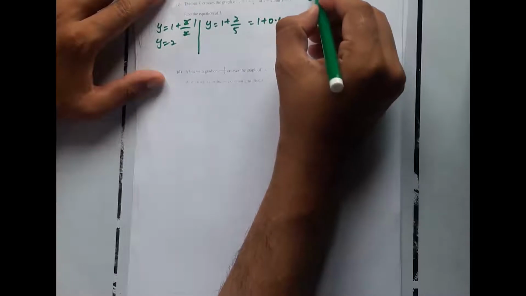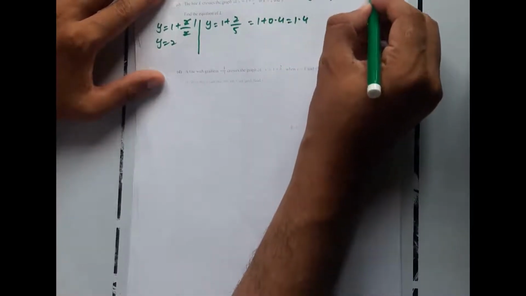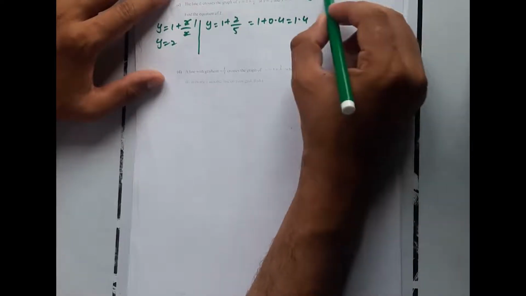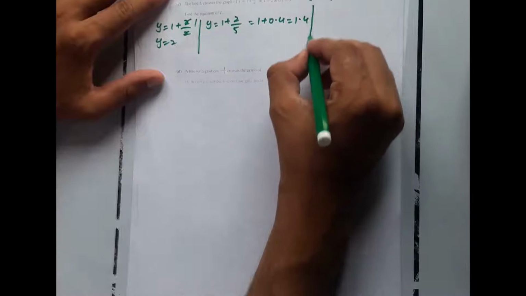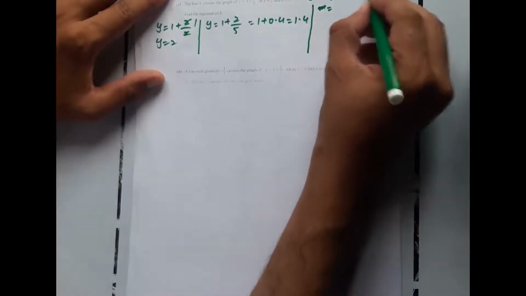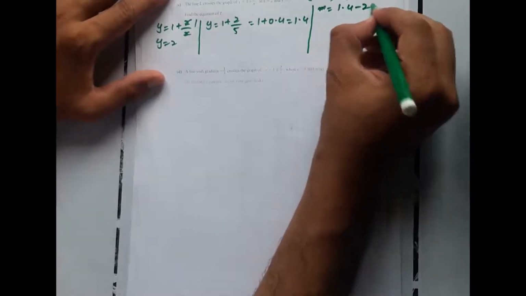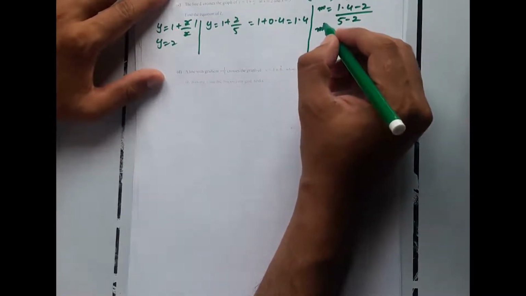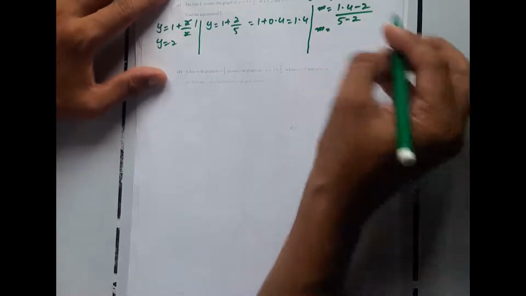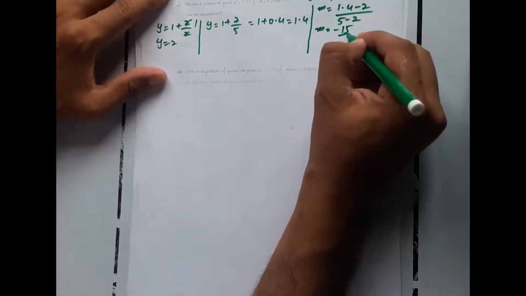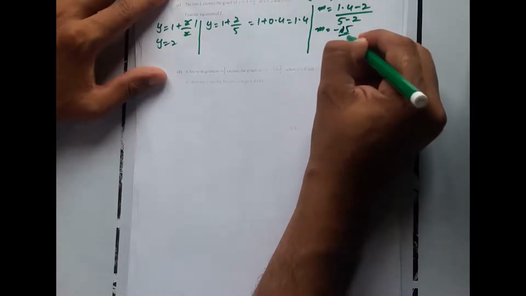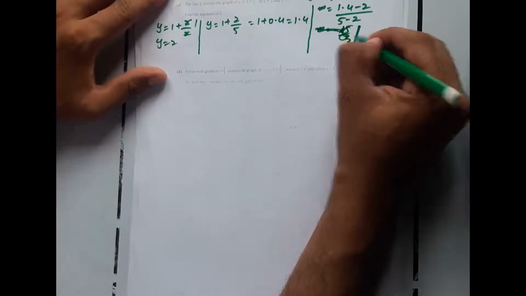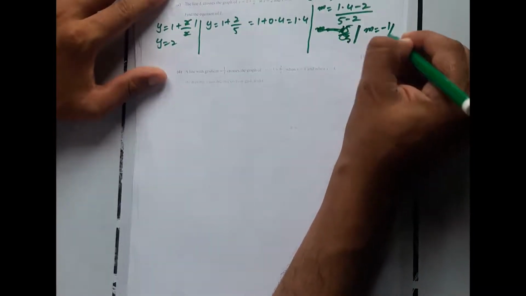So this is x1, y1, x2, y2. So first we will find the gradient. m is equal to y2 minus y1 over x2 minus x1, which is 1.4 minus 2 over 5 minus 2. So m will be minus 1 over 5. Sorry, excuse me for that, m is equal to minus 1 over 5.